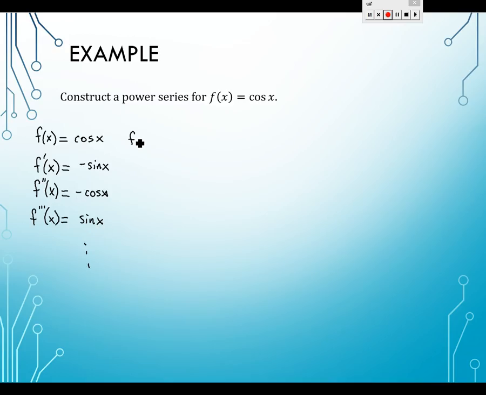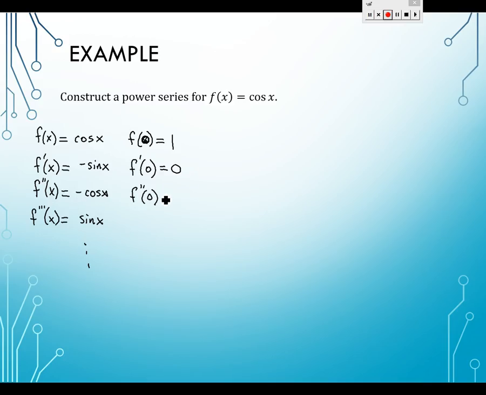Do you want to do it at 0? I do. Okay. If it says construct a power series for this function, then do it at the most convenient place, whatever that might be. I think 0 is my choice for sure. So f of 0 is what? If you just plug 0 into the function itself, you get 1. f prime of 0 is 0 for all of these guys.